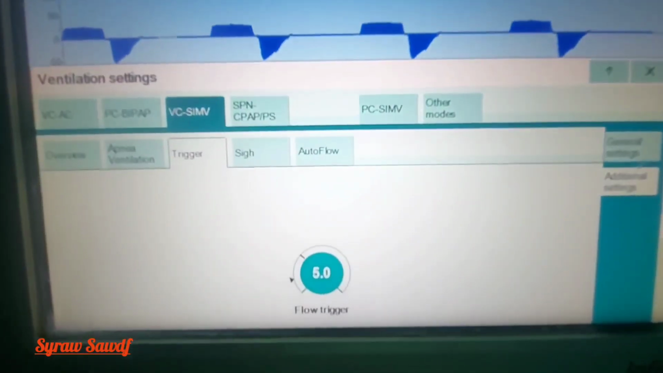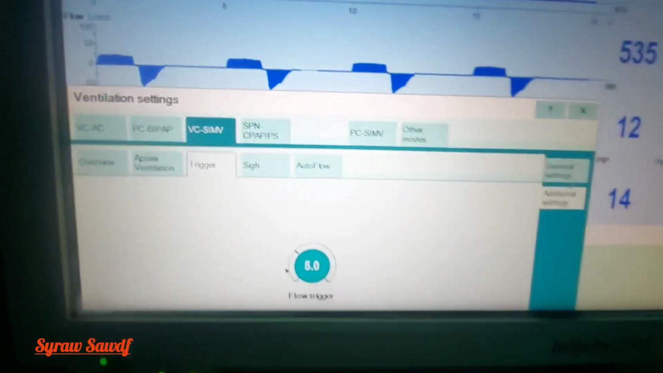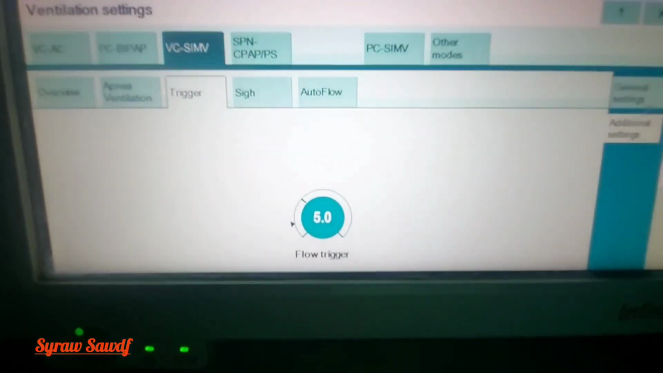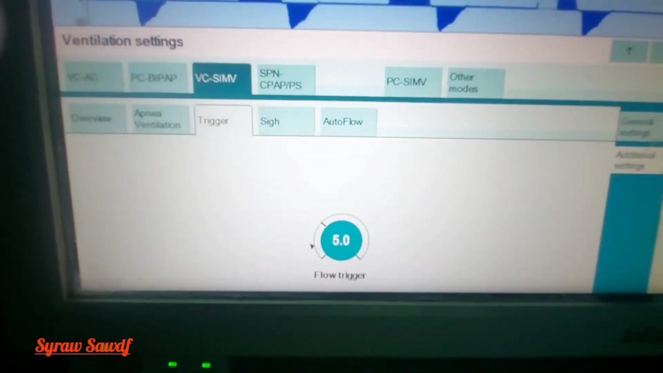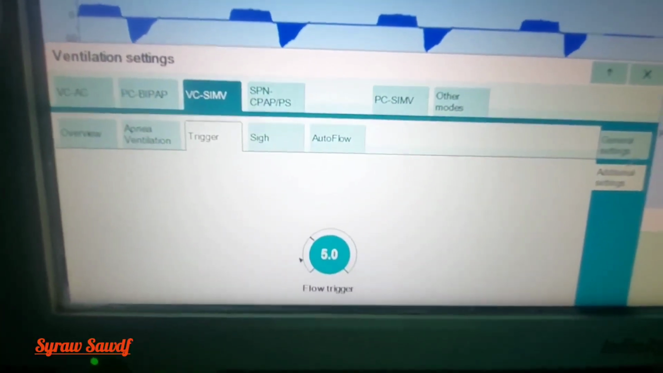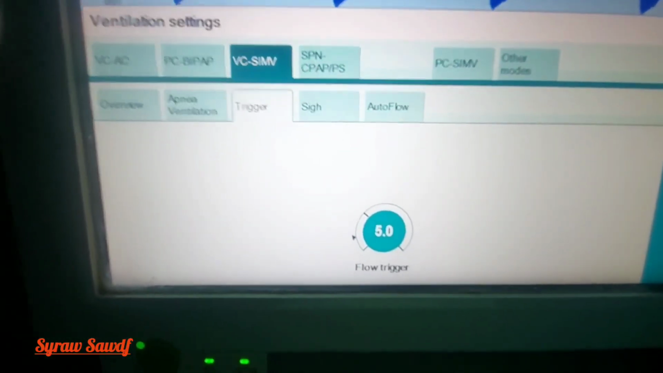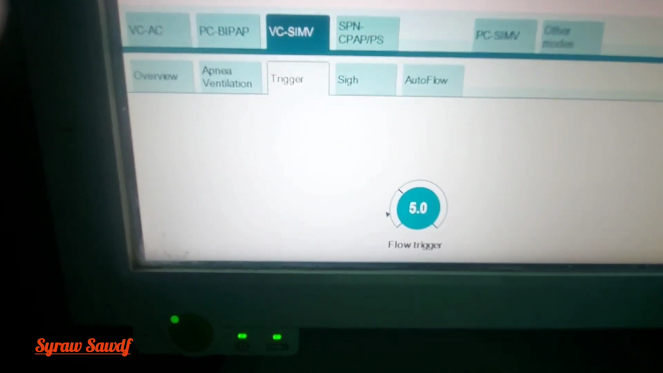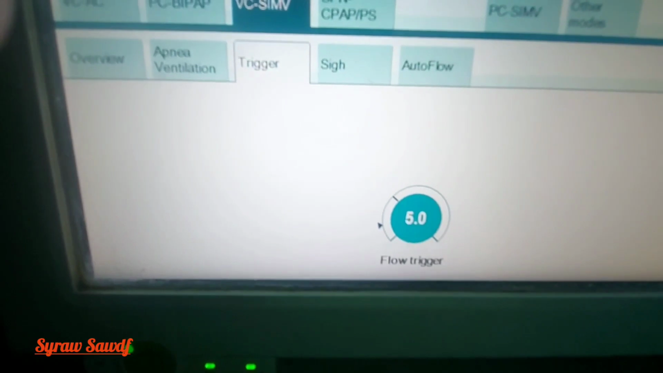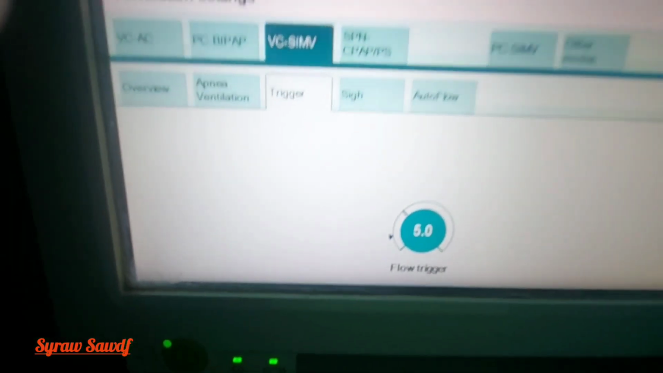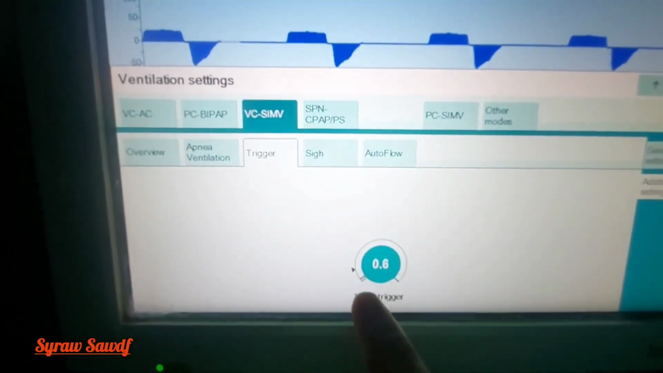In simple words, it means that we are setting it on a higher level so that if the patient is not taking an adequate breath with an adequate tidal volume or pressure, the ventilator will not pick it. The ventilator will not identify that breath and it will continue to give its mechanical breaths. The ventilator's breaths will be dominating, although it will allow the patient to breathe, but it will not support the patient's breath. But when we decrease it to a lower level, what happens here?